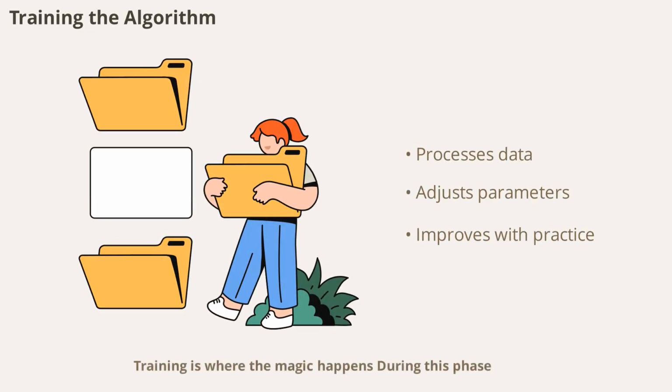Training is where the magic happens. During this phase, the algorithm processes the data and adjusts its internal parameters to minimize errors. It's like practicing a skill over and over until you get it right. The algorithm uses mathematical techniques to find the best fit for the data, learning from mistakes and improving with each iteration. This process continues until the model reaches an acceptable level of accuracy.